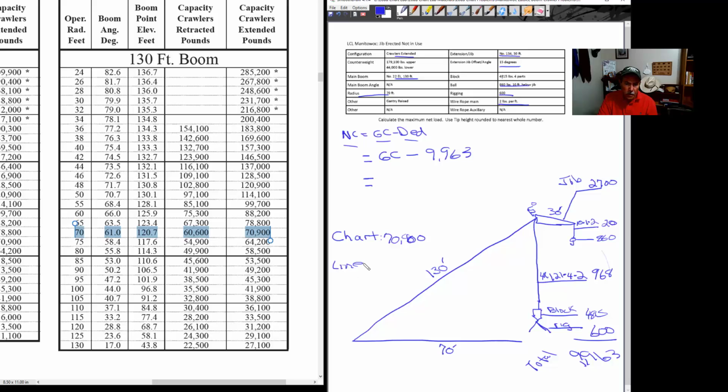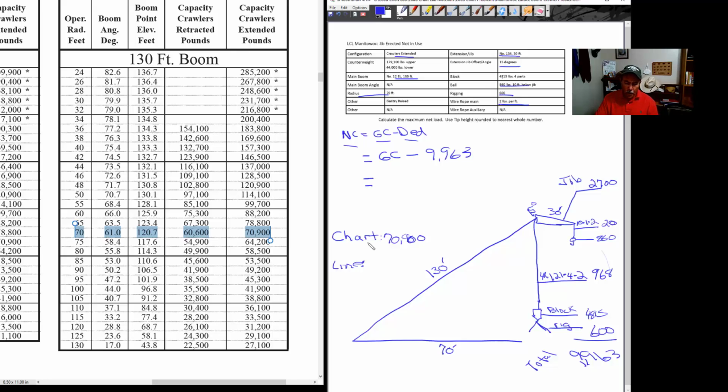Now we need to find the line capacity. Again, I've seen a lot of people make this mistake over the years. They get the chart capacity, they'll plug that in for their gross capacity. But the chart capacity is not necessarily going to be the gross capacity. It's going to be the lower or the lesser of chart or line capacity. Our line capacity is the strength of the hoist lines that we're using to lift the load. If our hoist line strength is less than our chart capacity, then the hoist line strength is going to be our gross capacity that we use in the formula.